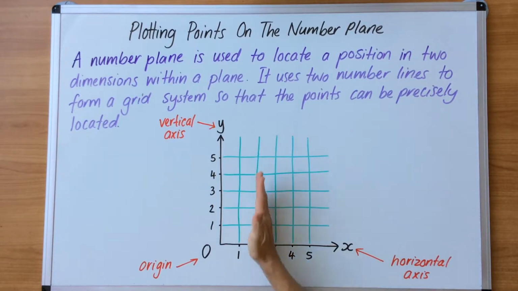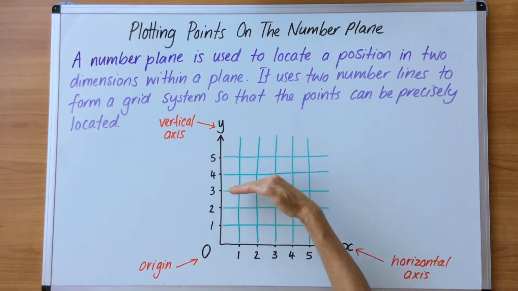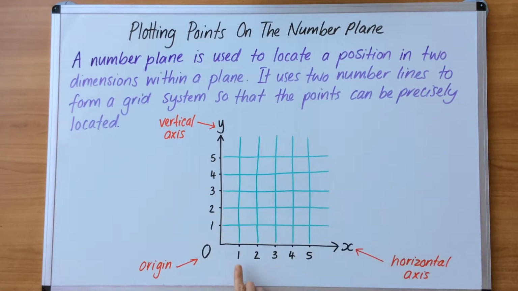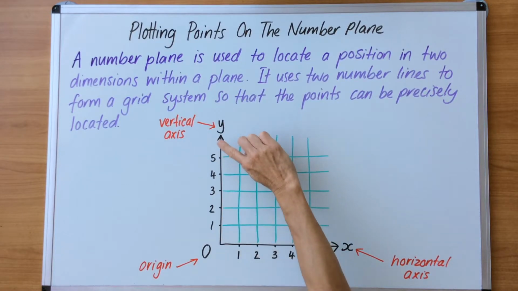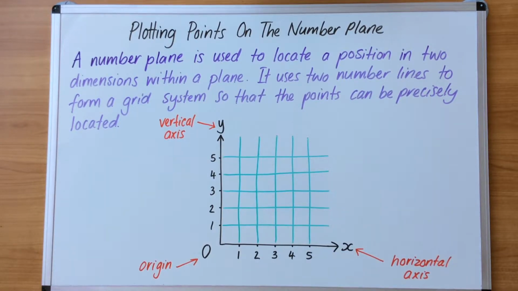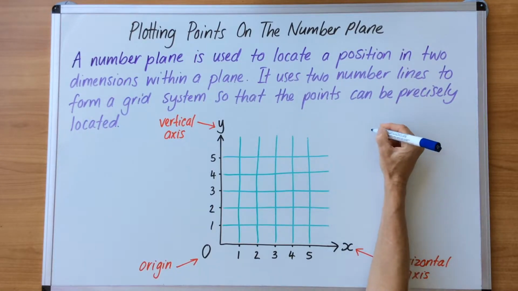We have a grid system here that helps us plot things precisely. And you can see that each of these lines is numbered. So I've given 1 to 5 and 1 to 5 on this here. The position of a point on a number plane is given as a pair of numbers known as coordinates. Coordinates are always written in brackets and the numbers are separated by a comma. So we're going to do some plotting of coordinates on this here today. So I'm going to draw these now.